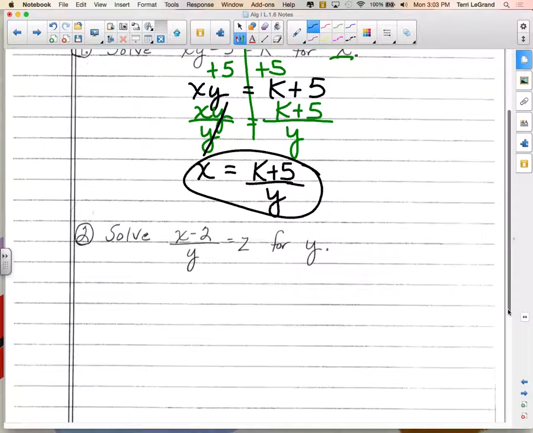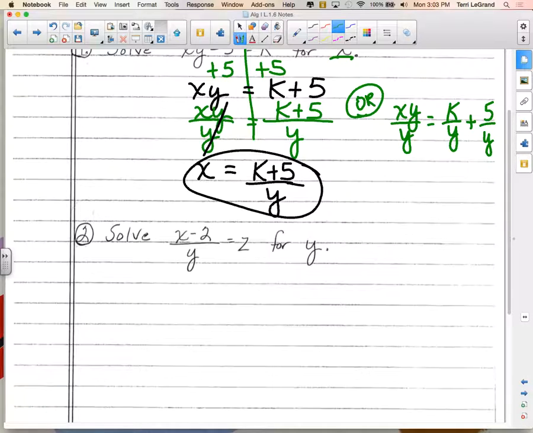Well, I want to do the OR way. Because remember, if you want to divide each piece, let's do the OR right here. What we could do instead is say, I'm going to take that xy, it's going to get divided by y. I'm going to take the k, the next piece, and divide it by y. I'm going to take the 5, the last piece, and divide it by y. Each piece gets divided by y. Well, these y's can cancel, and we have x by itself.